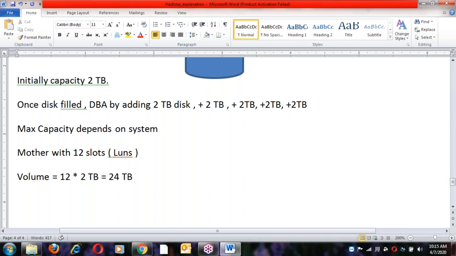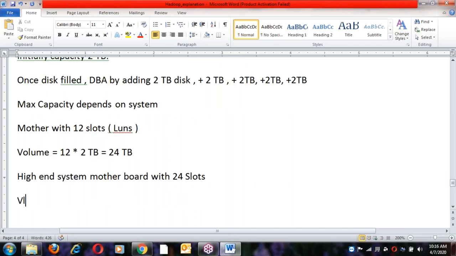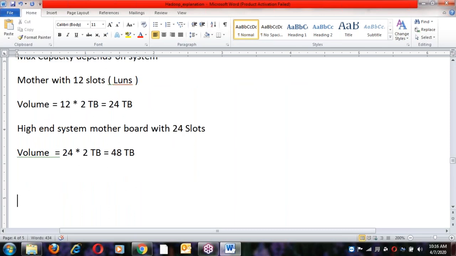This is just a basic configuration, a low-end system. Suppose it is a high-end system with a motherboard with 24 slots. Then what is the volume? Volume equals 24 multiplied by 2TB, which equals 48TB.